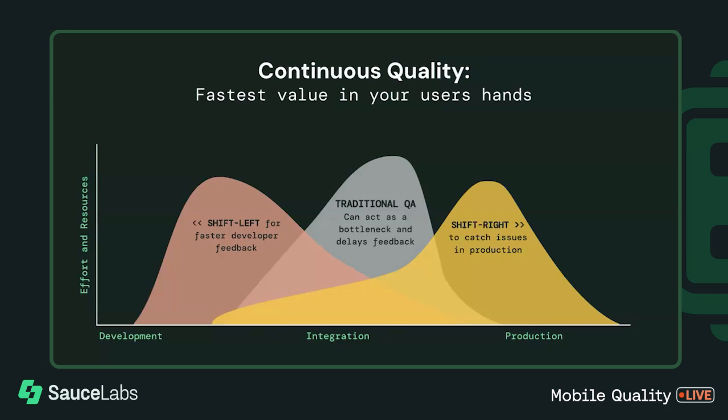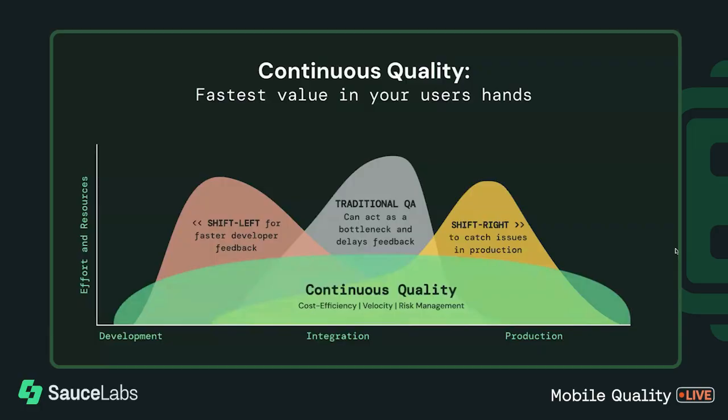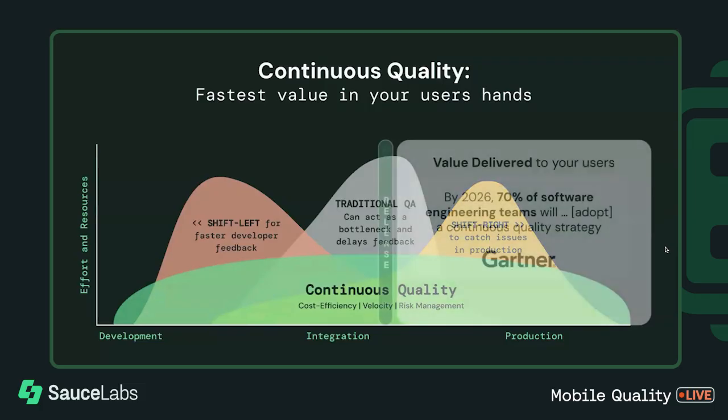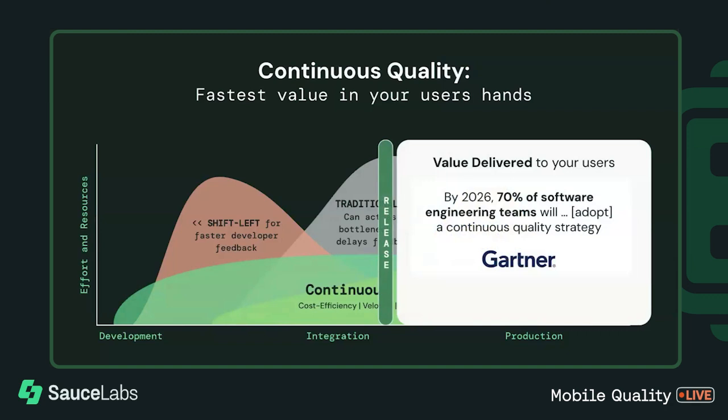But at Sauce Labs, what we really champion is this operating model of continuous quality, which is the concept that your quality has to be embedded at every stage of the software life cycle. That's where you're really going to see cost efficiency, be able to drive velocity, and have better risk management for your release cycles. And we are not alone in thinking about this. Gartner did a study and predicts that by 2026, almost 70% of engineering teams will adopt this continuous quality strategy. This is pretty exciting for us to know.